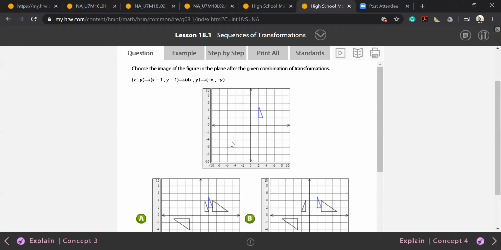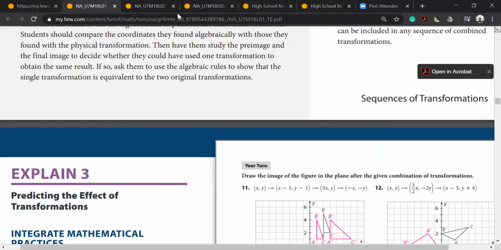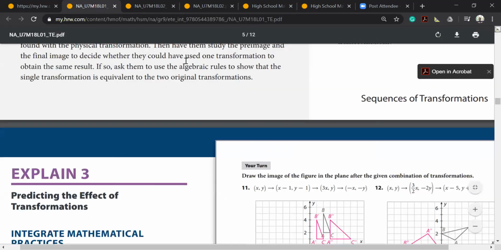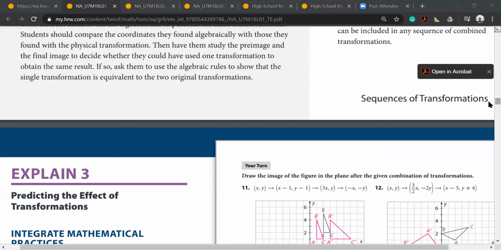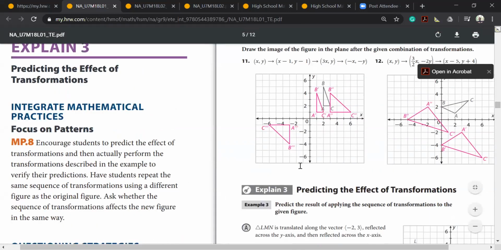But the same idea. Okay, first of all, I have to find the coordinates of A, B, and C. And then I have to subtract 1 from X and Y. And then I have to multiply X by 4 and Y as it is. And then I have to reflect the signs of X and Y, both X and Y. You will be having an answer like this. Again, how did we do it? We found the coordinates of A, B, C, like here.